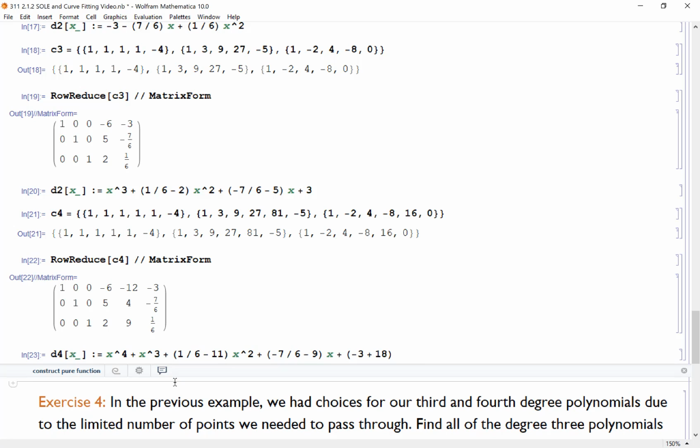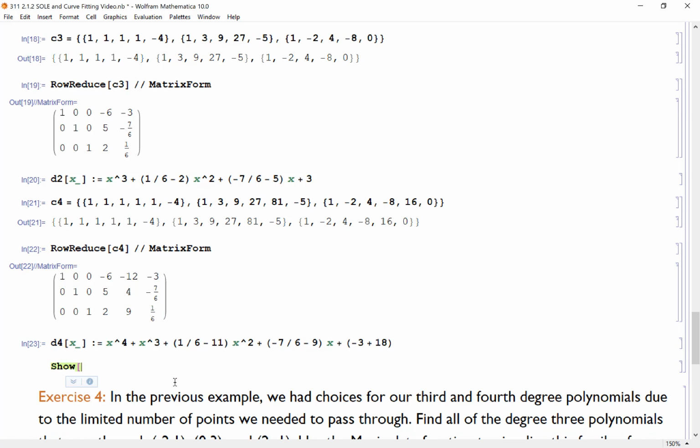Okay, now we got to plot all this together. So I'm going to show again. I'm going to have a plot and a list plot. I'm going to go ahead and list those out. And in my plot this time, I want to plot 3 different polynomials. So I make a list, and I'm plotting d2 of x, d3 of x, d4 of x. And I'm not going to mess with the coloring here because I do want them to be different colors so I can tell which one's which.